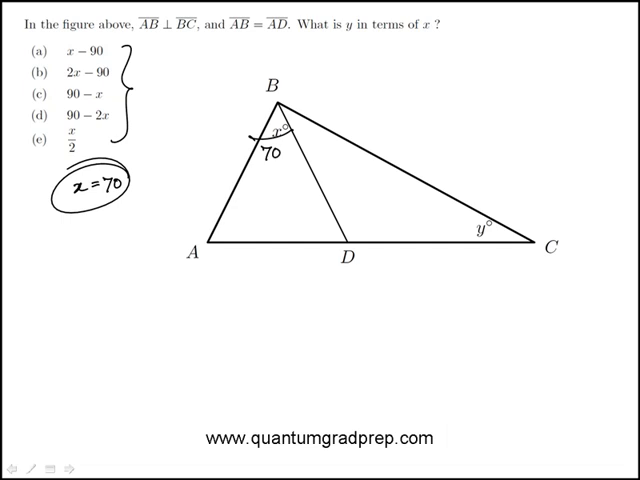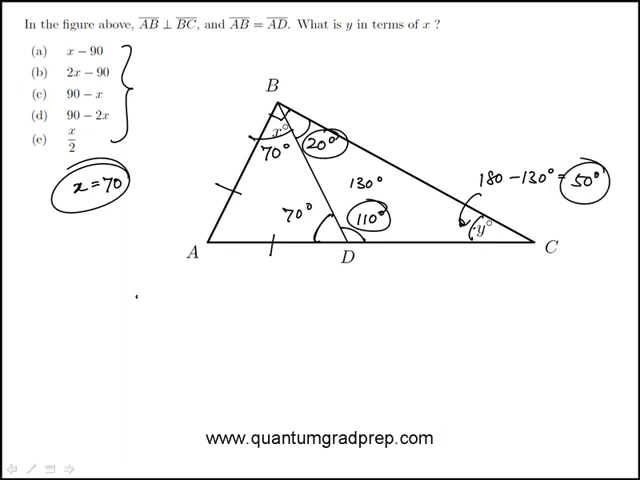So that angle is 70. Since we know that this is 90 degrees, that becomes 20. And this angle is 70 as well, because we're told that AB is equal to AD. So therefore, this angle would be 110. And 110 plus 20 is 130, which means y would be 180 minus 130, because all three have to add up to 180. So y is 50. So we have a case where we chose x to be 70, and we obtained y to be 50.